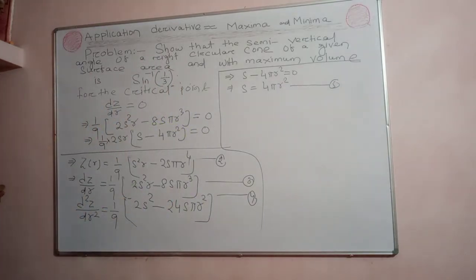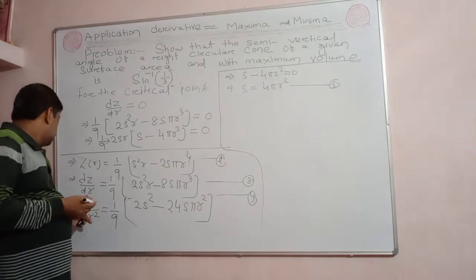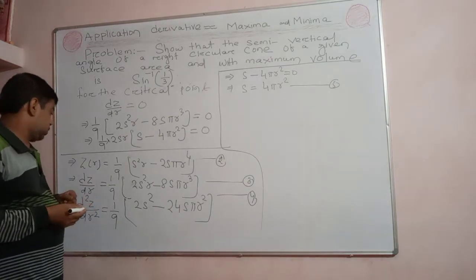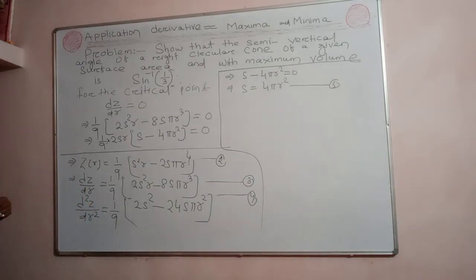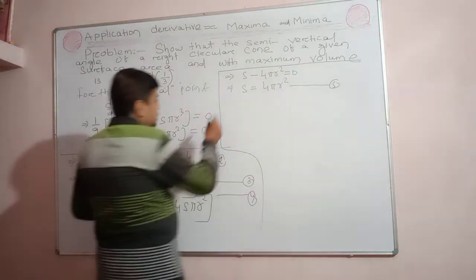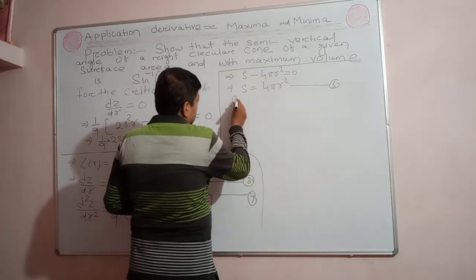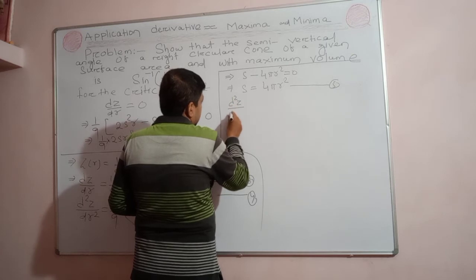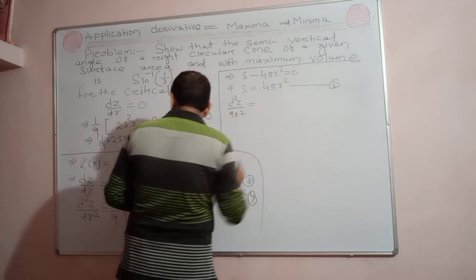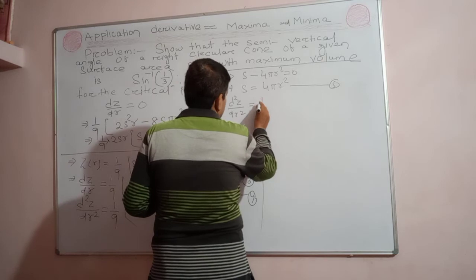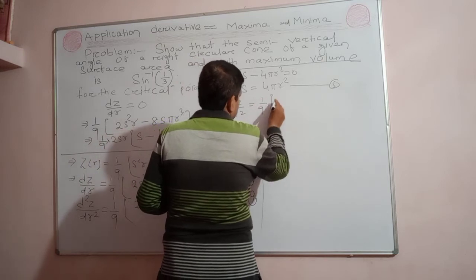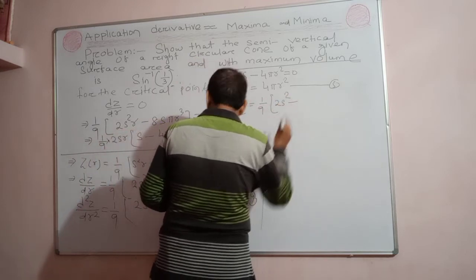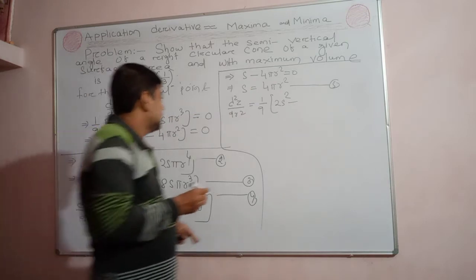This is the critical point. Now put the value of s in the second derivative, in the equation number 4. Okay, now let's see. d square z by dr square is equal to 1 by 9, you see, 2a square minus the 24.